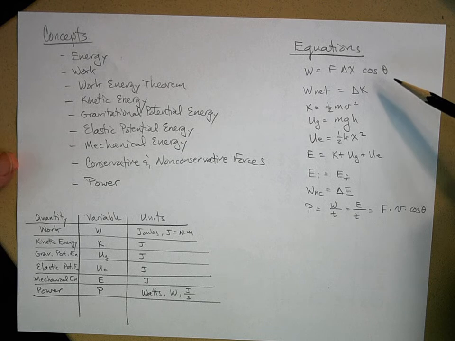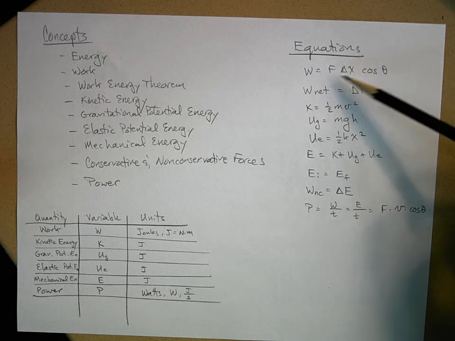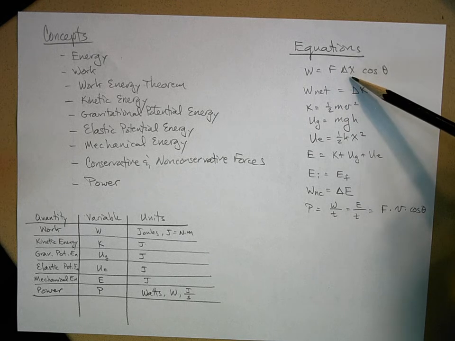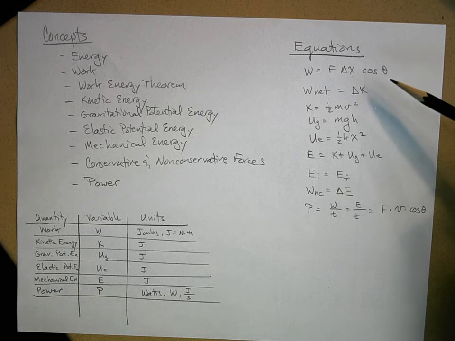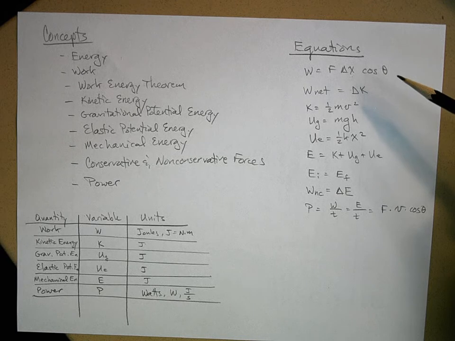Now look at what theta is here. Theta is not the angle of incline. Theta is the angle between these two vectors. Force is a vector. Displacement is a vector. If there is an angle between them that isn't zero, whatever angle it is, even if it is zero, you have to look for it.